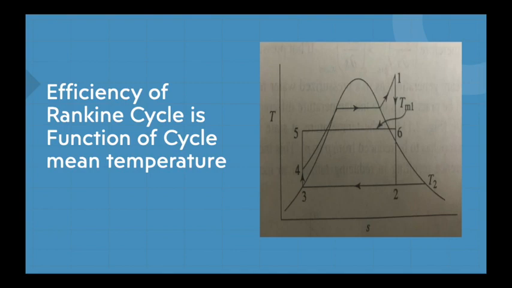So the parameter which is actually in my hand is T1, or Tm, sorry. The Tm represents the mean temperature of heat addition. More the Tm, better the efficiency. So that's why nowadays all the thermal power plant units which are coming into service have a tendency to increase the Tm to the maximum possible values.